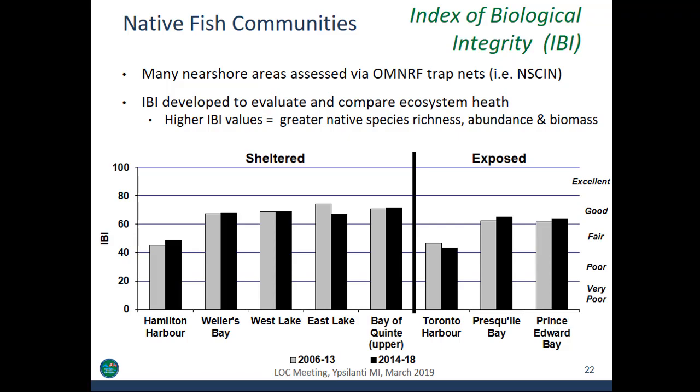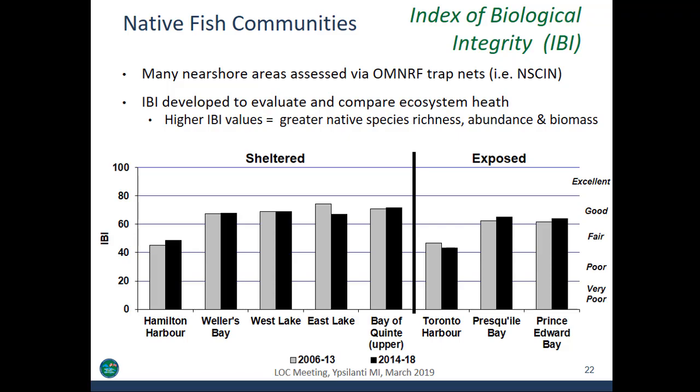So this is an IBI score, and essentially higher IBI values represent greater native species richness, abundance, and biomass. This figure here shows the different embayments that we've sampled between 2006 and 2018. IBI scores are on the left-hand side, and on the right, these are the classifications which they fall into, so very poor up to excellent.